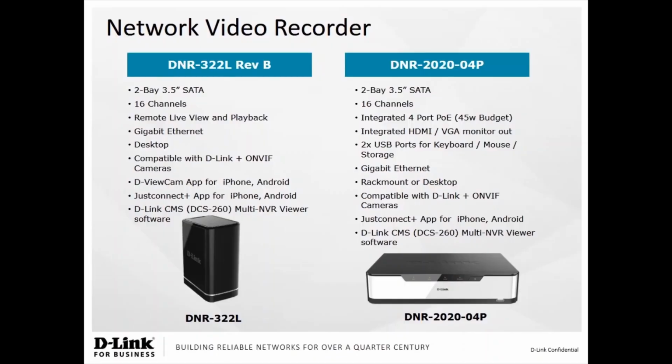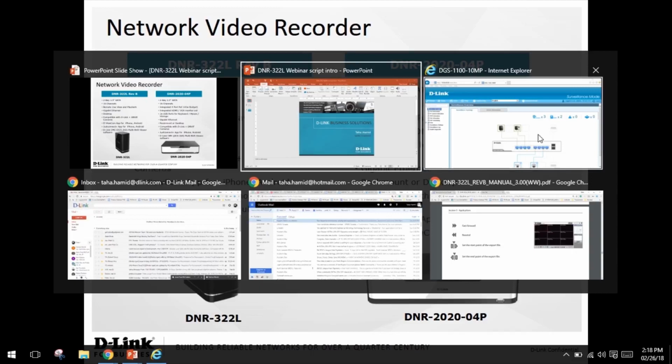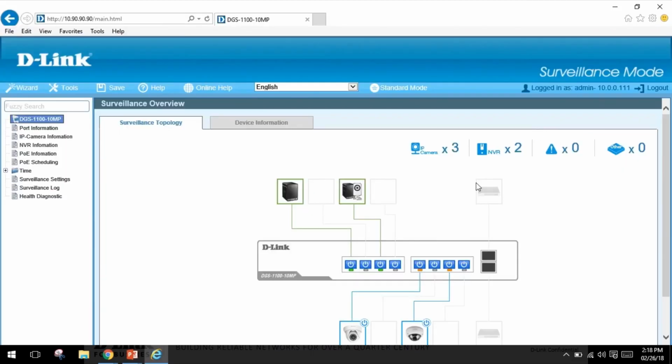So currently D-Link has two network video recorders, or NVRs, to choose from. On your left hand side it's the DNR 322L, and on the right hand side it's the DNR 2020-04P. For the purpose of this demo I will be using the DNR 322L NVR, as well as some D-Link cameras connected to a switch. So from here let me jump to my switch interface.